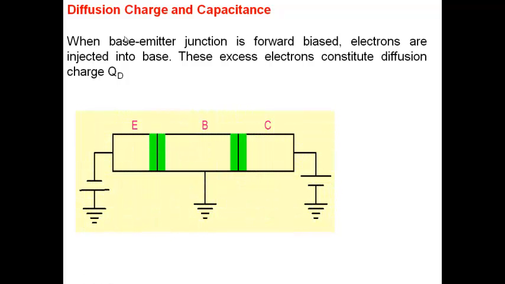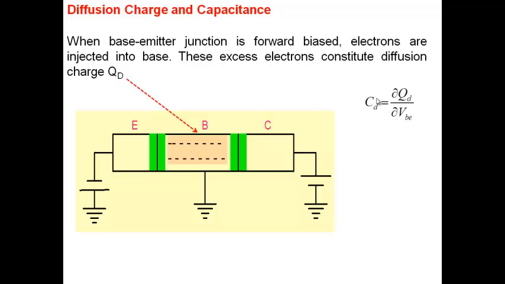Diffusion charge, as I said, is a charge that comes about because of excess carriers stored in these regions here. So when I forward bias my emitter base junction, electrons are injected into this region here, and holes are injected into this particular region. I've not shown holes here, the reason being the emitter is heavily doped and the base is lightly doped, which means that a lot more electrons are injected here and a much smaller number of holes are injected here. So when I'm looking at diffusion charge, most of it is in the base.